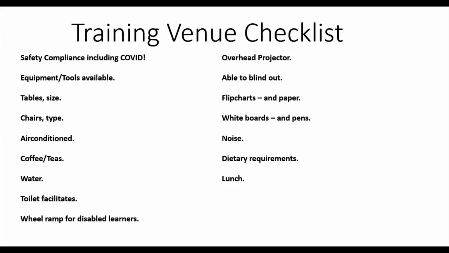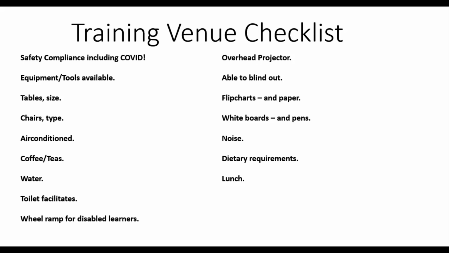Water, do they even provide water on the tables, or do they have one of these water coolers in the class? Toilet facilities, again, a wheelchair ramp. If you have any disabled people, can they accommodate them? Overhead projector, and also very important, ask how it connects to the laptops. Is it an HDMI cable, or the big pin cable, or Bluetooth? Because I need to make sure my laptop is going to be compatible with that.